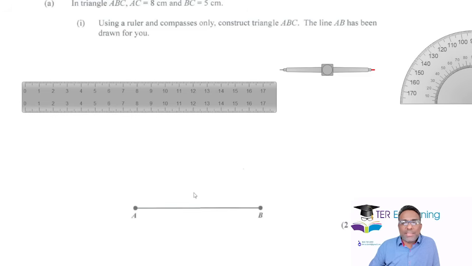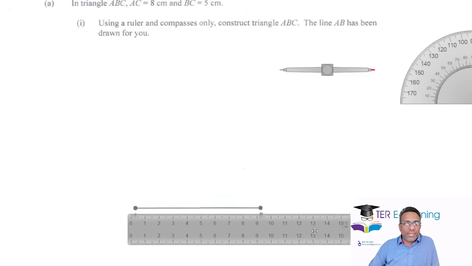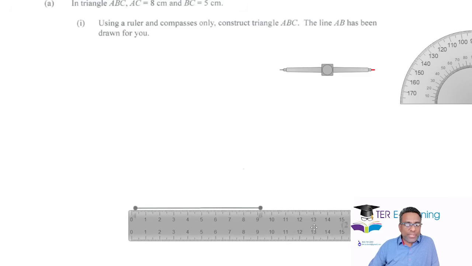Okay, so this is the third question here now. In this question, I'm just going to show you the demonstration, because my length AB may not be what it was in the actual exam paper. So what they want us to do, they said we have a triangle ABC. AC is 8 centimeters, BC is 5. And using a ruler and compasses only, construct triangle ABC. And they have a line drawn for us here already.